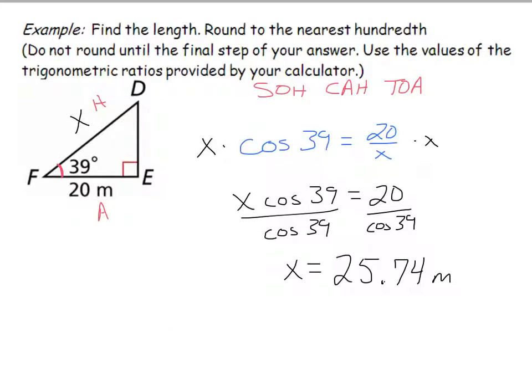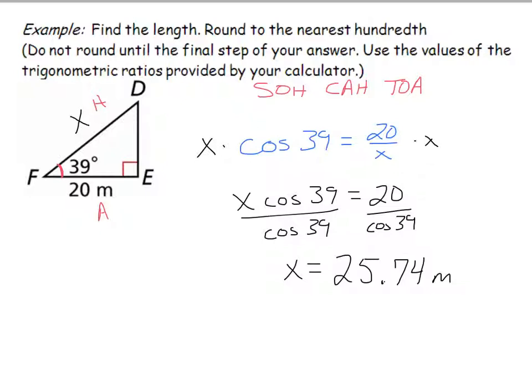Let's take a look at the work. So I've got angle 39 degrees, and if I start labeling them, this is my adjacent leg. And the one I was looking for, FD, is actually my hypotenuse because it's across from my right angle. So I've got adjacent and hypotenuse. So it doesn't mean sine, it doesn't mean tangent, it actually means cosine. So cosine says you're going to take the adjacent over the hypotenuse.